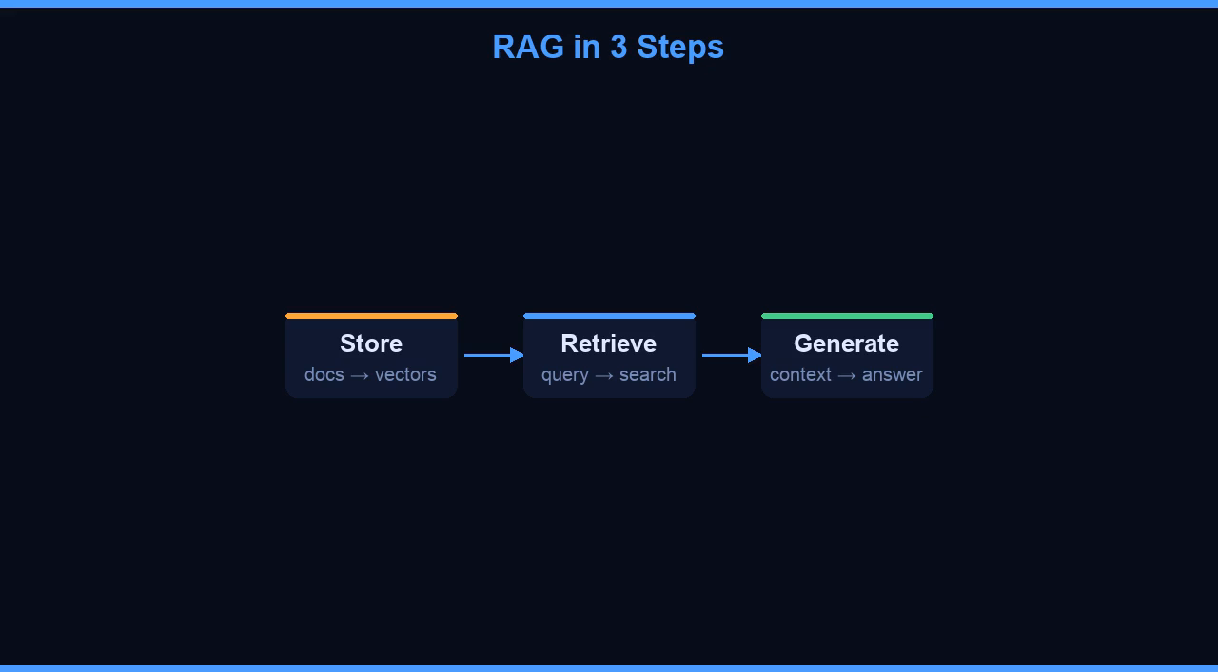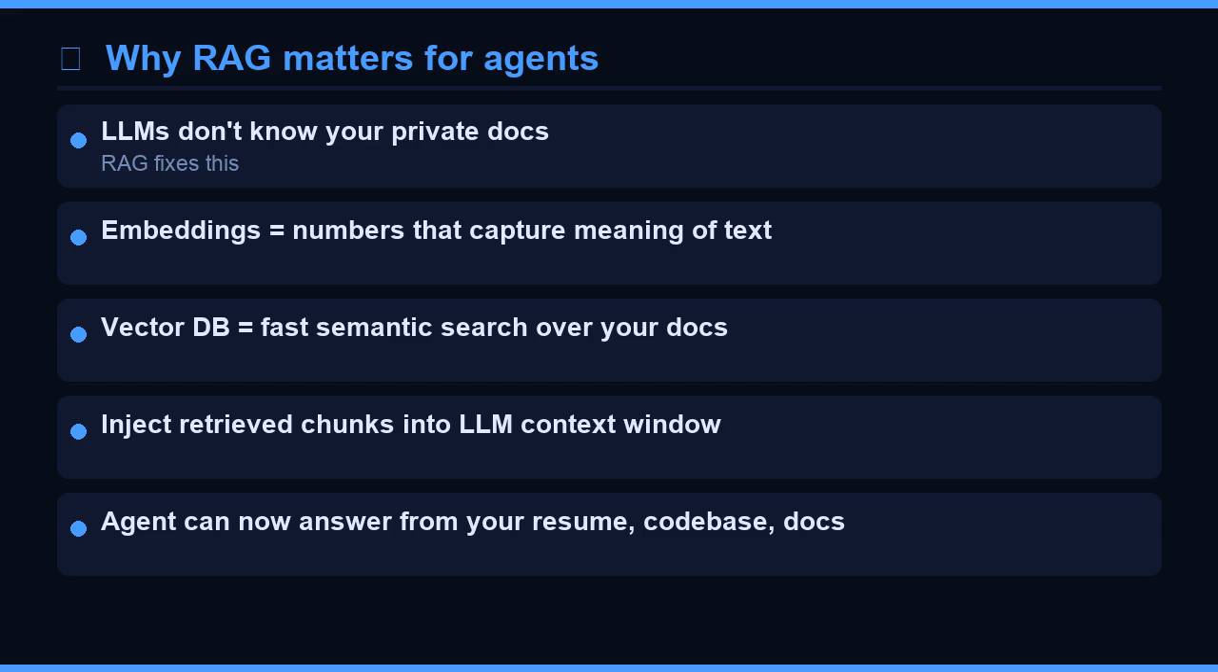Here's how it works in 3 steps. Step 1, store. You take your documents, PDFs, text files, code, anything, and convert them into vectors using an embedding model. Vectors are just lists of numbers that represent the meaning of text. You store these vectors in a vector database like ChromaDB or Pinecone.